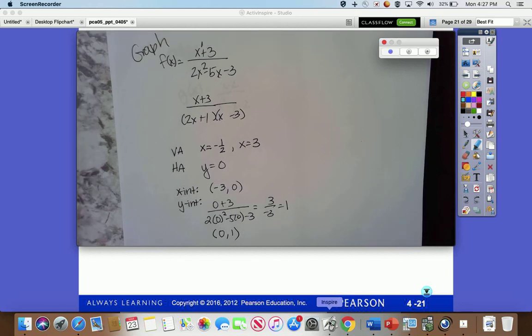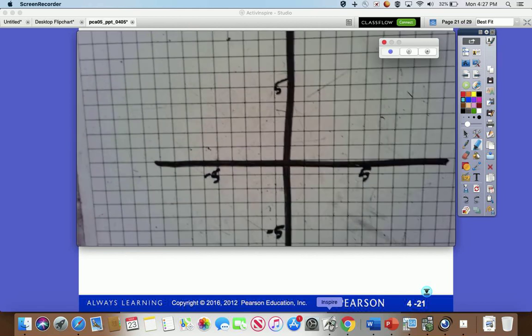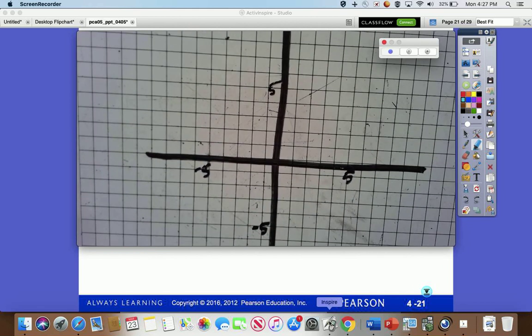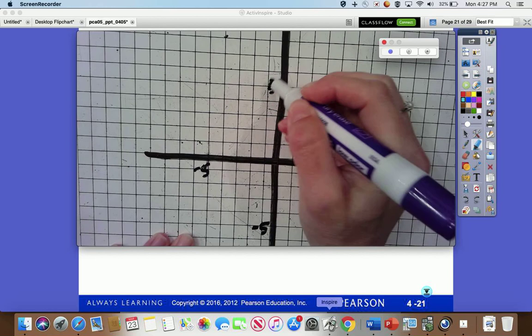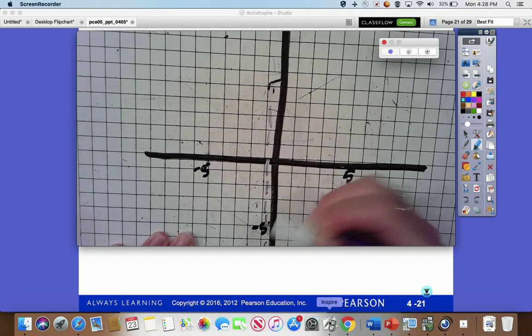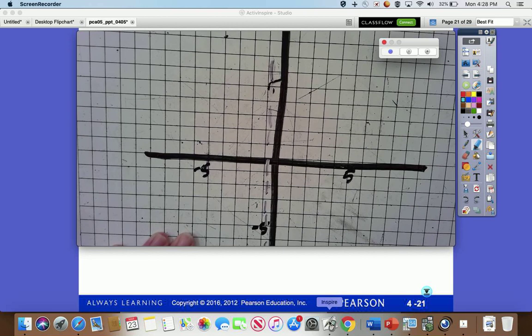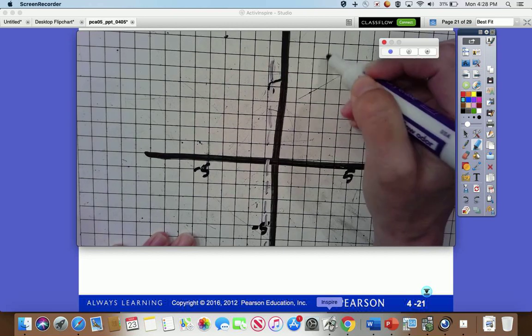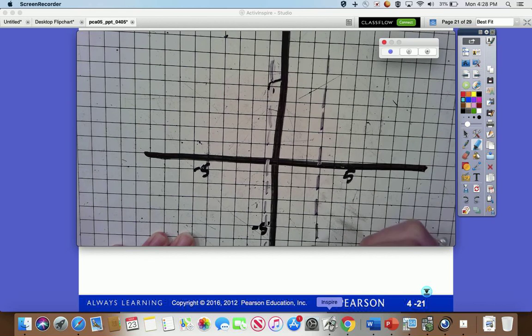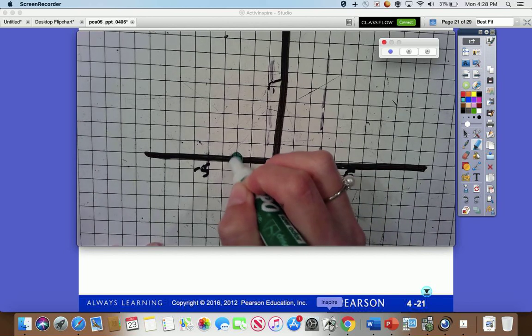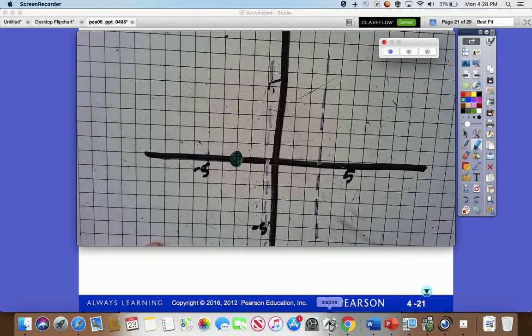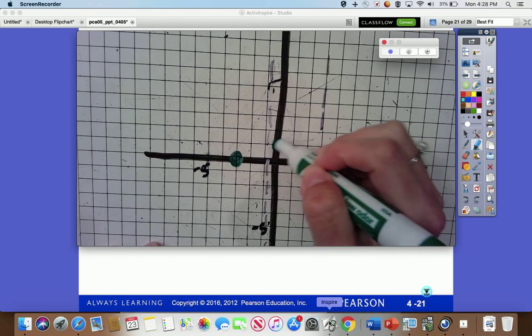I had a little board prepared. Here we go. Need my paper so I can tell what we're doing. The vertical asymptote at x equals negative 1/2. Oh, even dried out markers at home. And then a vertical asymptote at x equals 3. And an x-intercept of negative 3, 0. Negative 1, negative 2, negative 3. And a y-intercept of 0, 1. These are the things that we found when we were graphing.